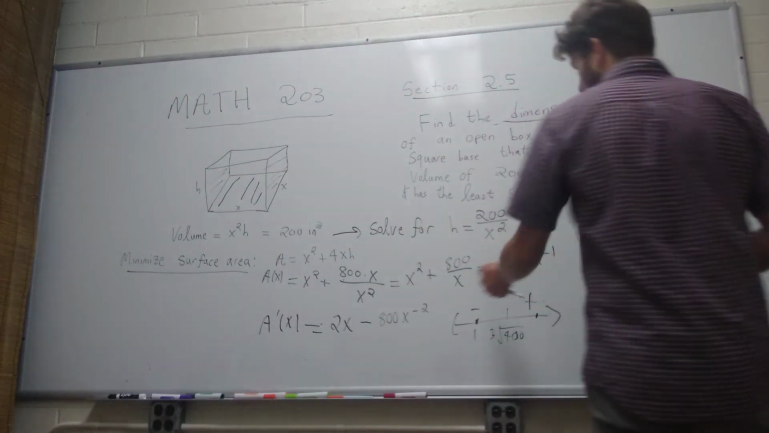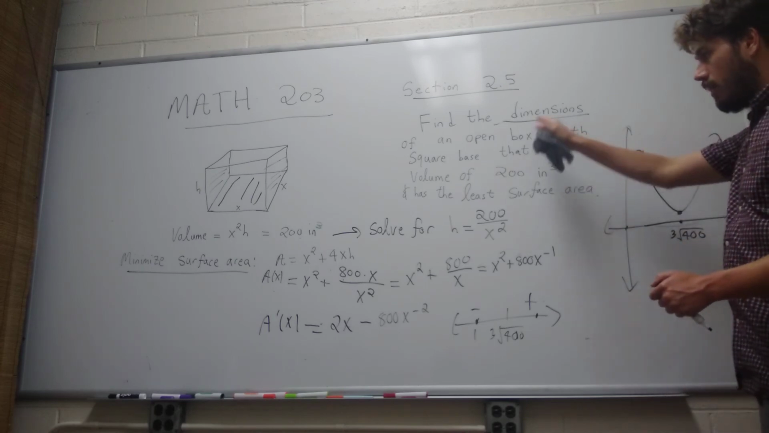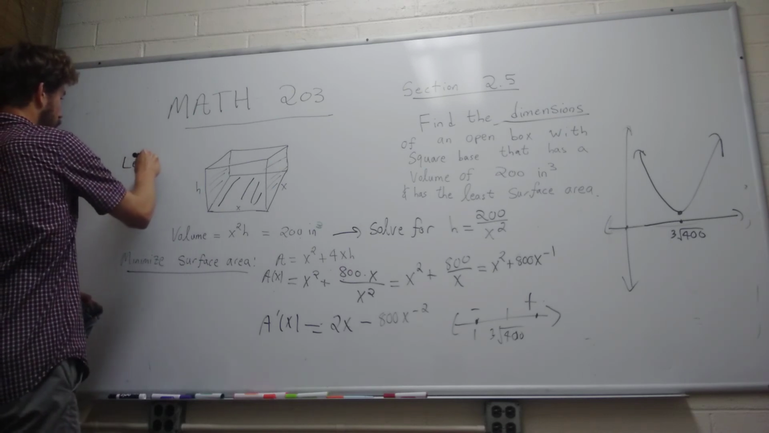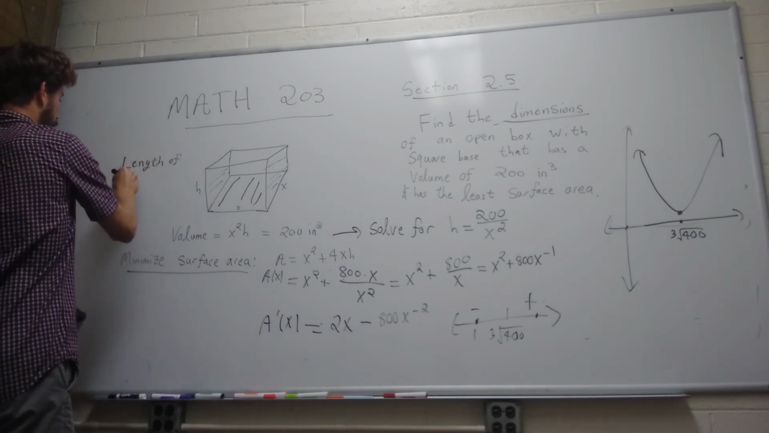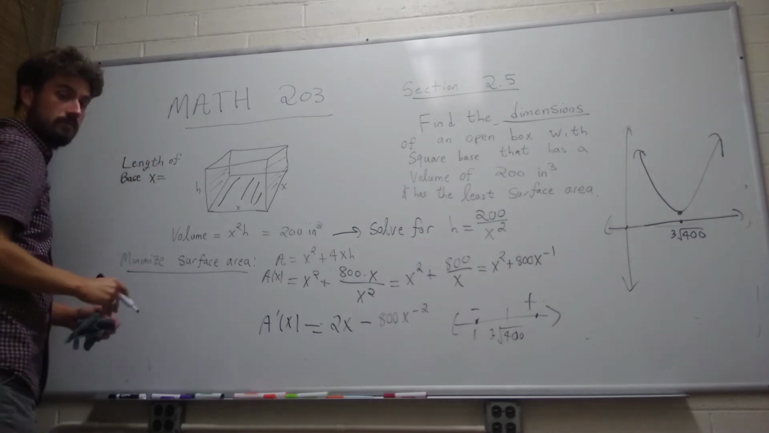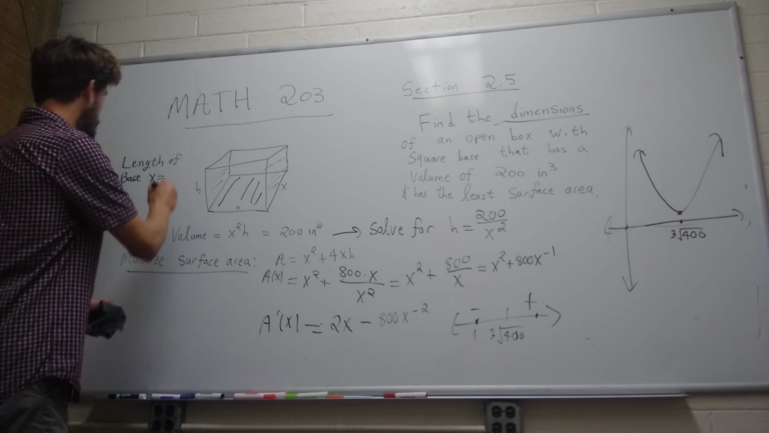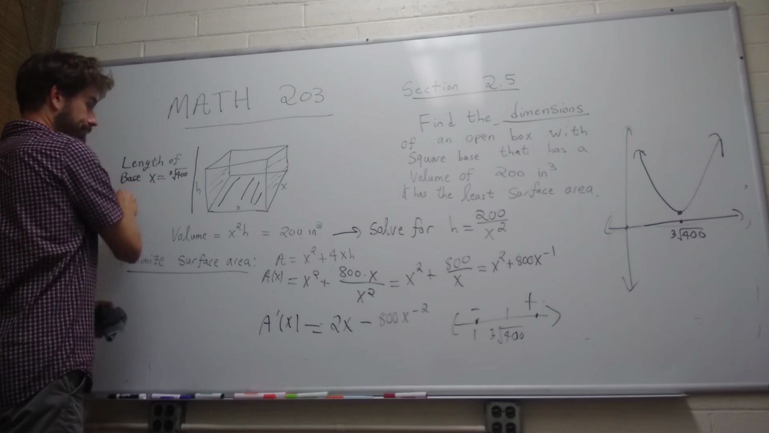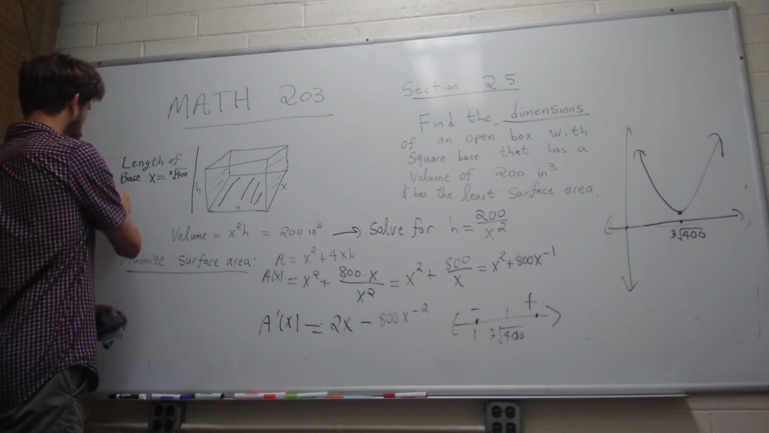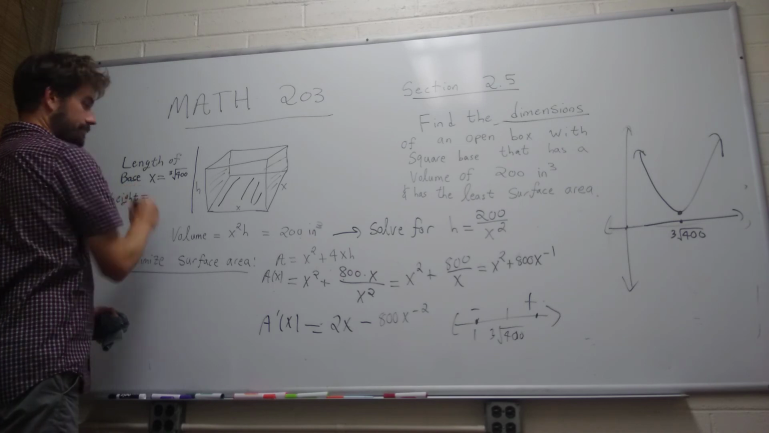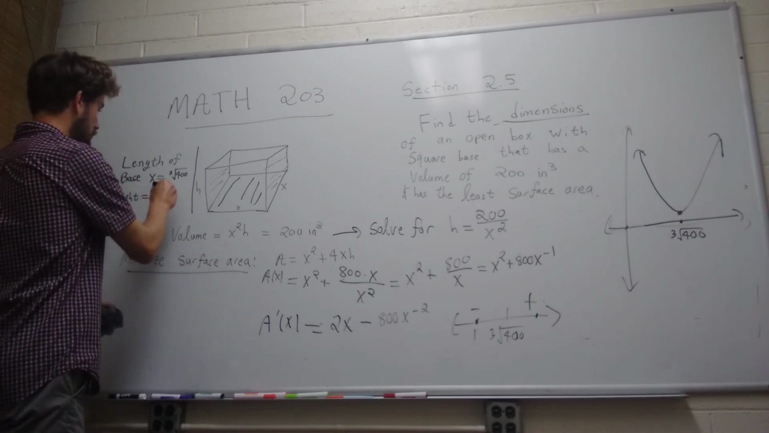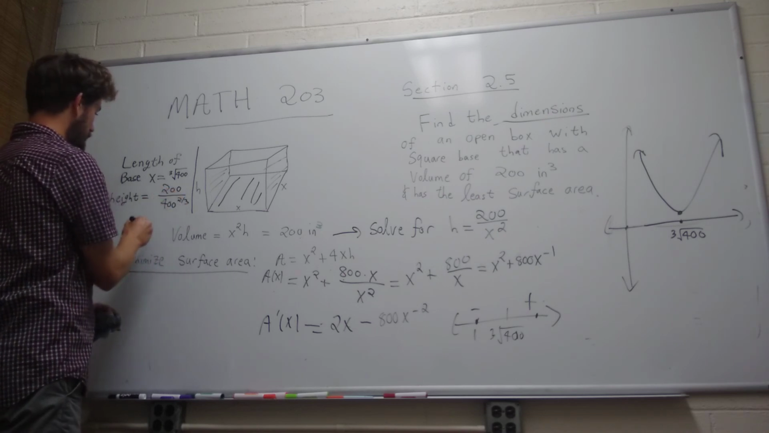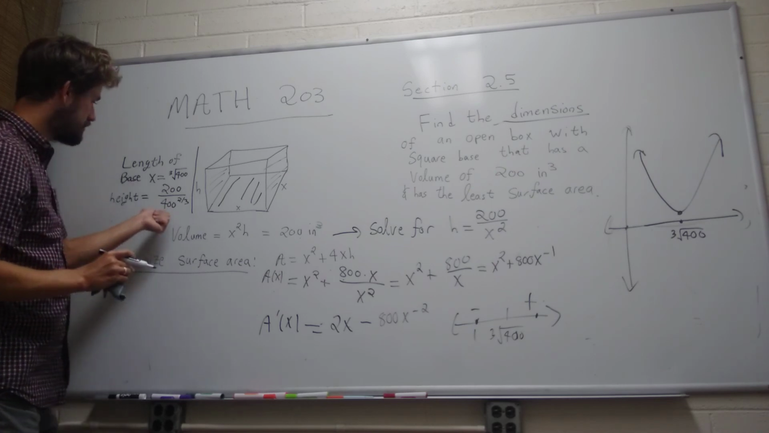Okay, so we're almost done. Now we just say, our x, the length of the base, has to be the cube root of 400. Height, therefore, is 200 over 400 to the 2/3. You're welcome to plug this into a calculator, see what you get.